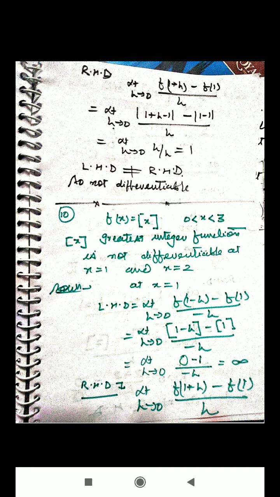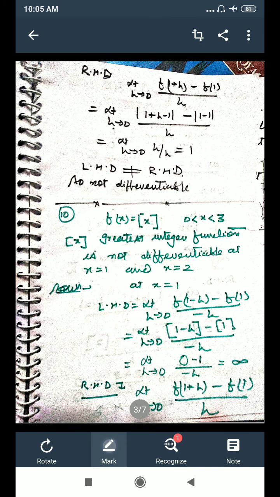Question number 10. f(x) is equal to the greatest integer function x is given, and the value of x is between 0 and 3, 0 is less than x is less than 3. The greatest integer function is not differentiable at x equal to 1 and x equal to 2. You have to prove it. So you must know the meaning of greatest integer function, then only you can solve it.